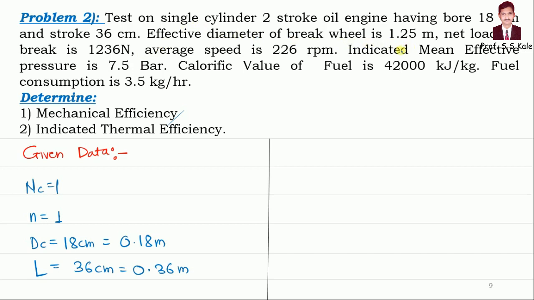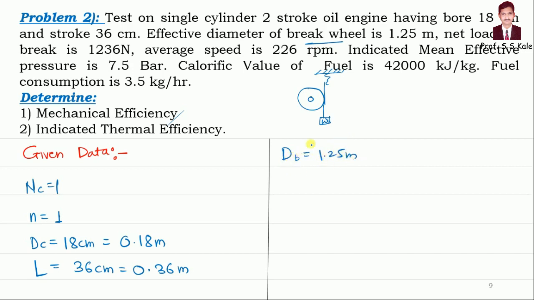Effective diameter of brake wheel, so it's related to the rope brake dynamometer. This information is related to the rope brake dynamometer. You know that in a rope brake dynamometer, on the drum we attach the load, that is the weight we attach, and on the other side we have a spring balance reading. This rope brake dynamometer is used to determine brake power. So the effective diameter of this drum, I will write as the diameter of rope brake, dB, the brake dynamometer diameter, which is equal to 1.25 meter.